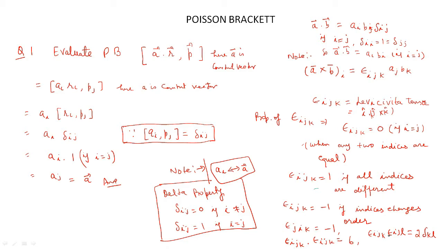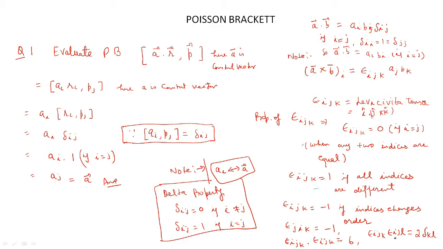Similarly, the multiplication of two different Levi-Civita tensors, where the first Levi-Civita tensor is epsilon_ijk and the other is epsilon_ijl. So here the common indices will not appear in the Kronecker delta. So it will be equal to twice delta_kl.